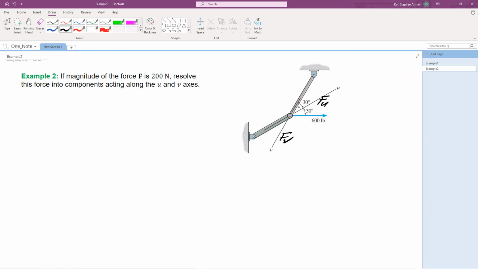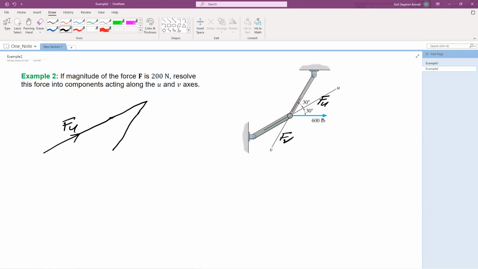But here I'm going to draw the U first. Easy to draw. Draw the direction of the U, so that is Fu. And then look at the direction of V. So I'll bring V in the same direction. You can make it big. Let me make it a little big. Okay, good.